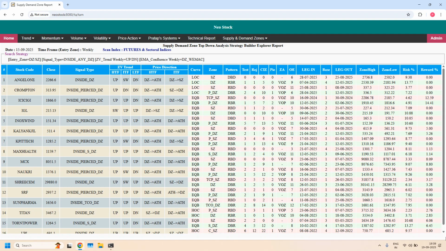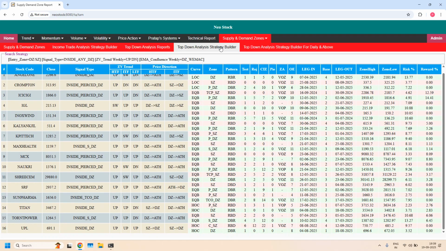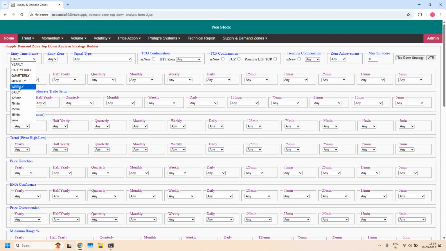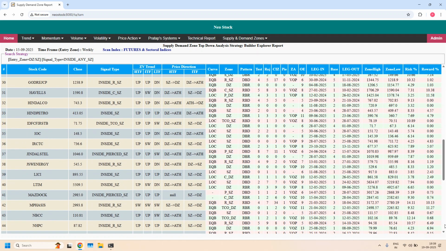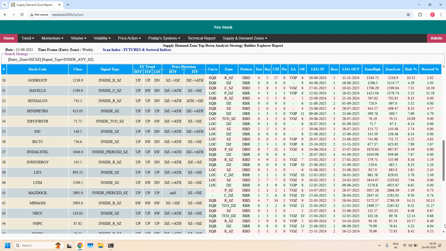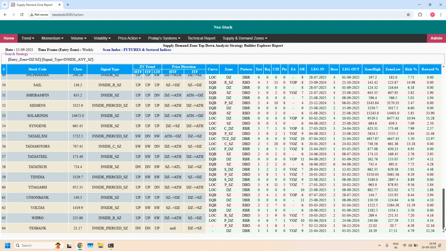First 15 stocks in the list. Scrolling the list down. Total we got 16 stocks. Okay, next price closed inside the weekly supply zone. We got several stocks. First 15 stocks in the list. Scrolling the list down. Total 64 stocks we got.